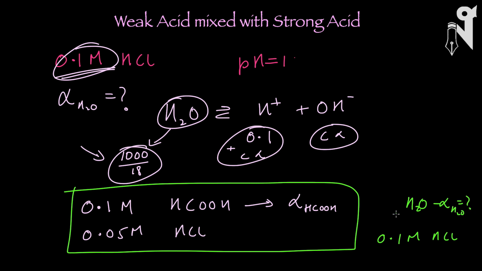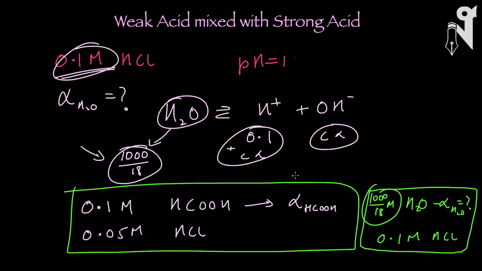So do this question, and get the alpha for H2O in a 0.1 molar HCl solution.